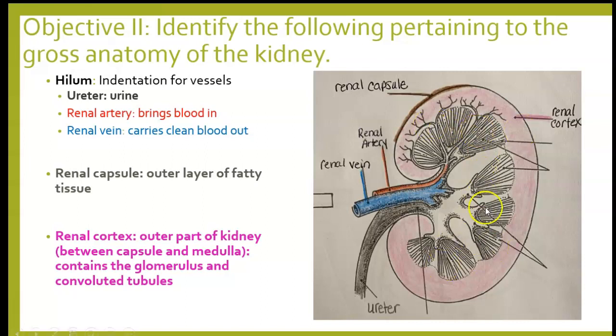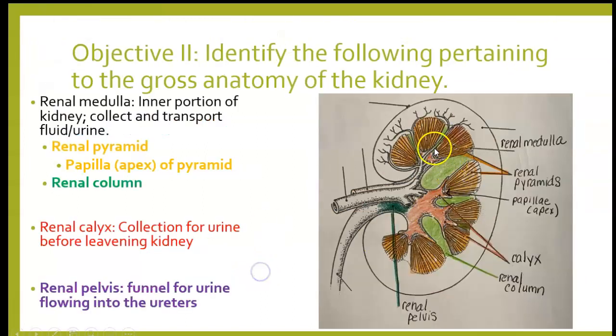Inside the middle part of the kidney is called the medulla, so it's going to be all of this right here. The medulla is made up of individual structures called the renal pyramids. And you can see they look a little triangular in shape. The very bottom part of each renal pyramid is called the papillae or the renal apex. And then the gap in between the renal pyramids in the middle here are called the renal columns.